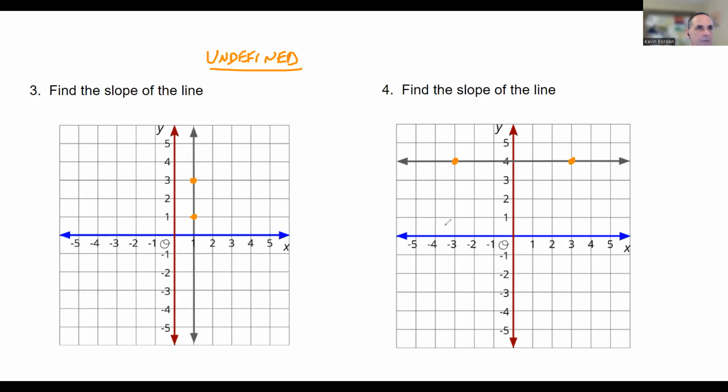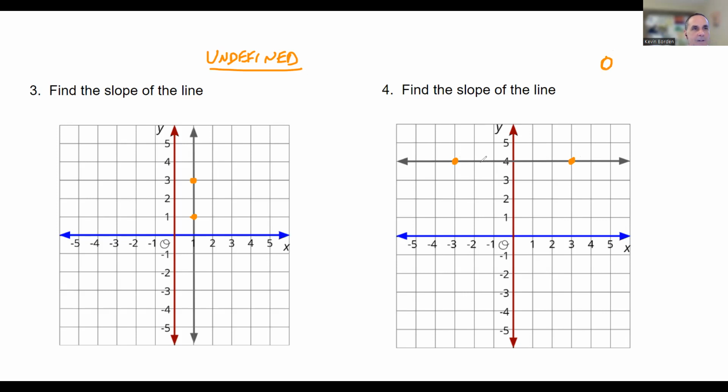We could pick lots of different points here. But we also notice that when we try to go up or down to go to this point on the right, we don't have to. That should be a reminder to us that this is a flat line. And therefore, we don't have to do any sort of calculation. A flat line has a slope of 0.